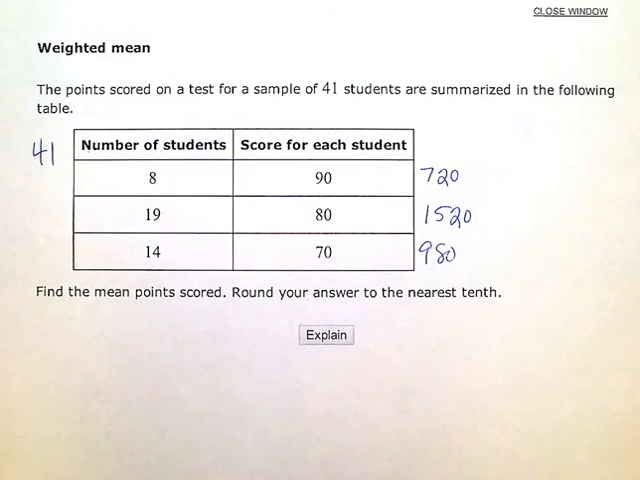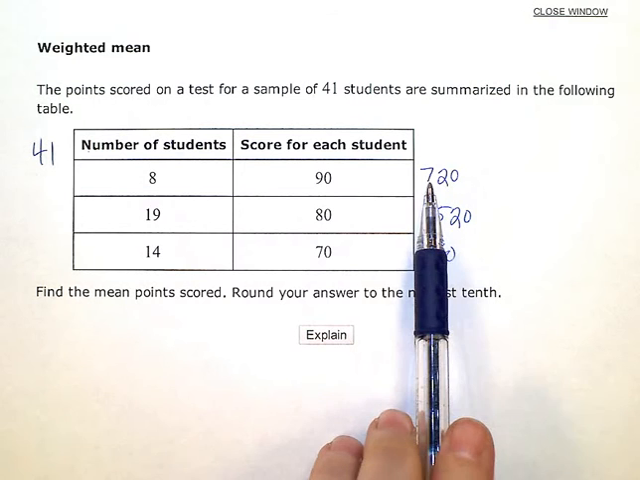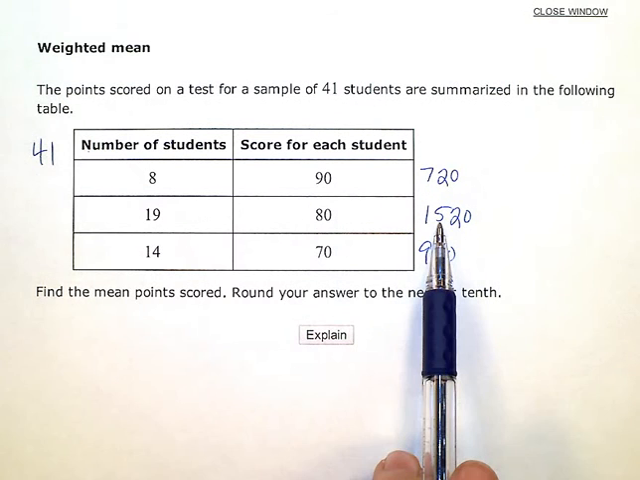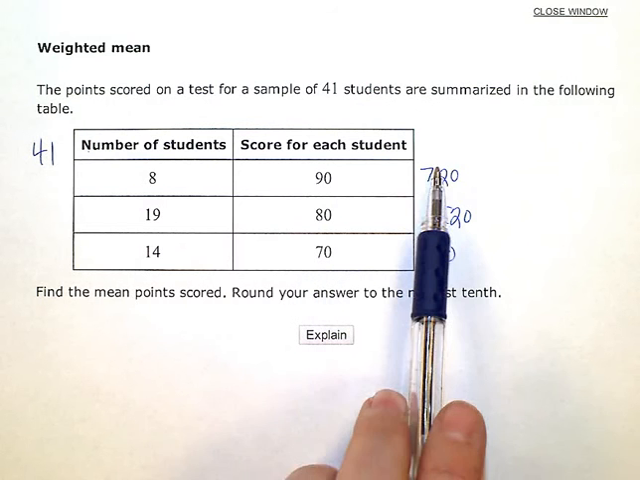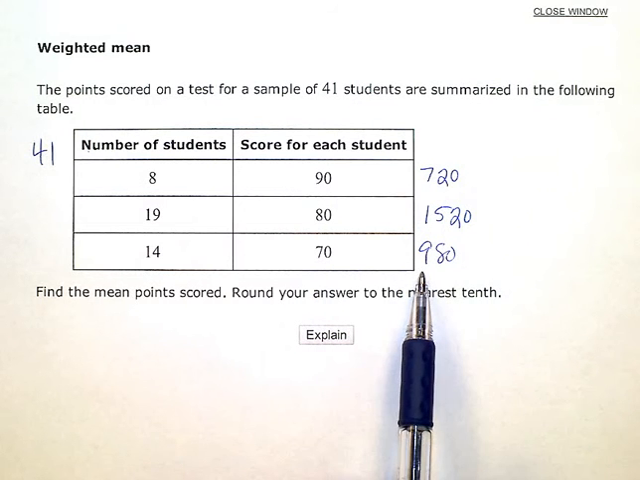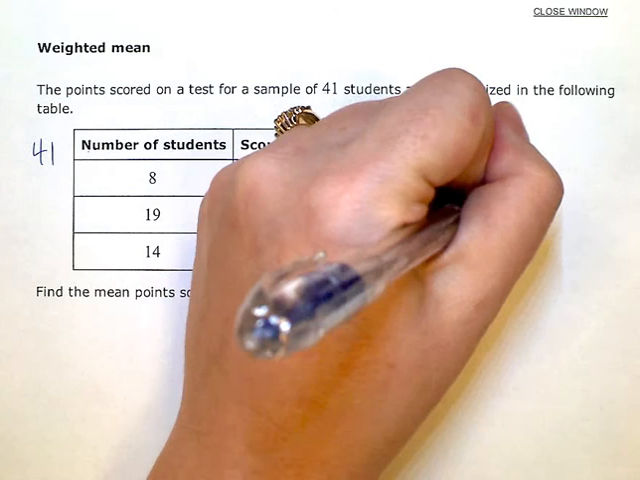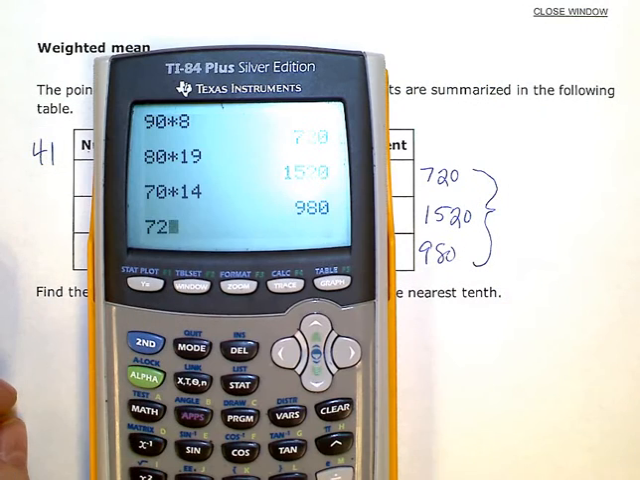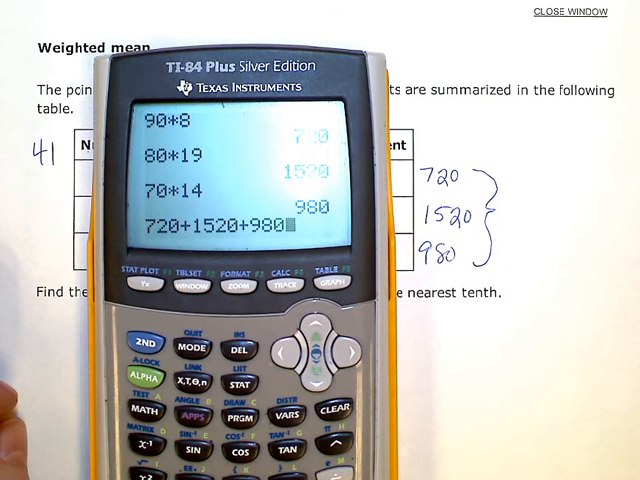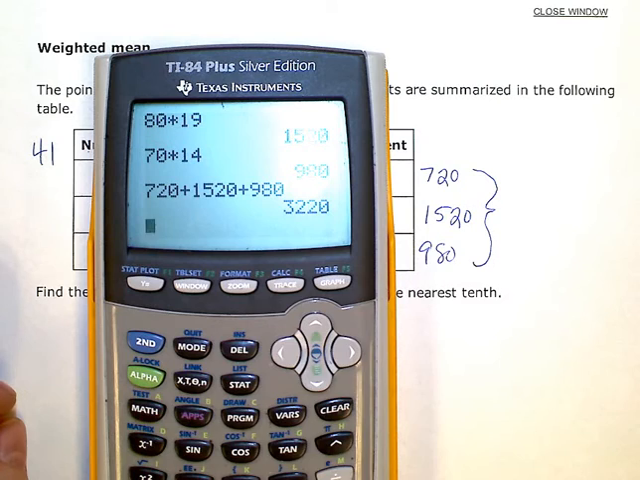So these are the totals: the total points for the 90 scores, the total points for the 80 scores, and the total points for the 70 scores. Now I'm just going to add up those three numbers and get my total here. So 720 plus 1520 plus 980 gives me a total of 3220.